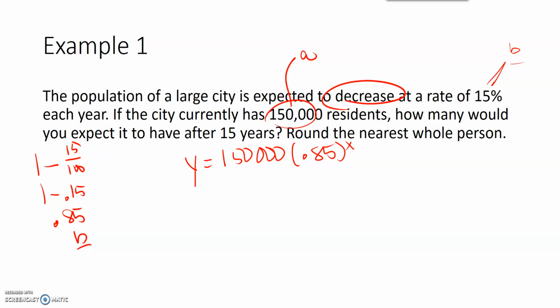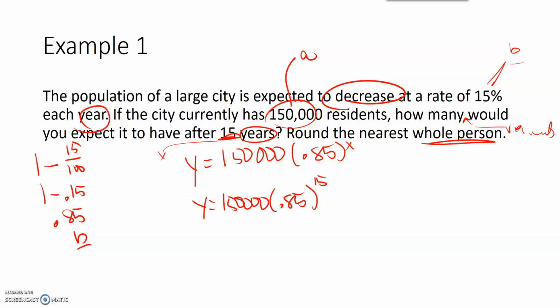Okay. How many residents would you expect it to have after 15 years? So there's our x value, that's our time. So y equals 150,000 times 0.85. Now years matches years in the beginning part of our problem, so we don't have to determine the time. It is the 15, and we can just plug it into our problem. It also says to round to the nearest whole person.